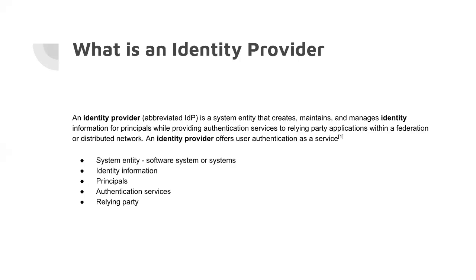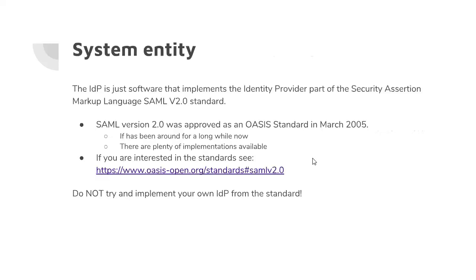An identity provider offers user authentication as a service. So it's just a piece of software that uses people's identity information, people's principals, it provides an authentication service, and it's there for relying parties. So we'll just have a look at each of those terms in a bit more detail.